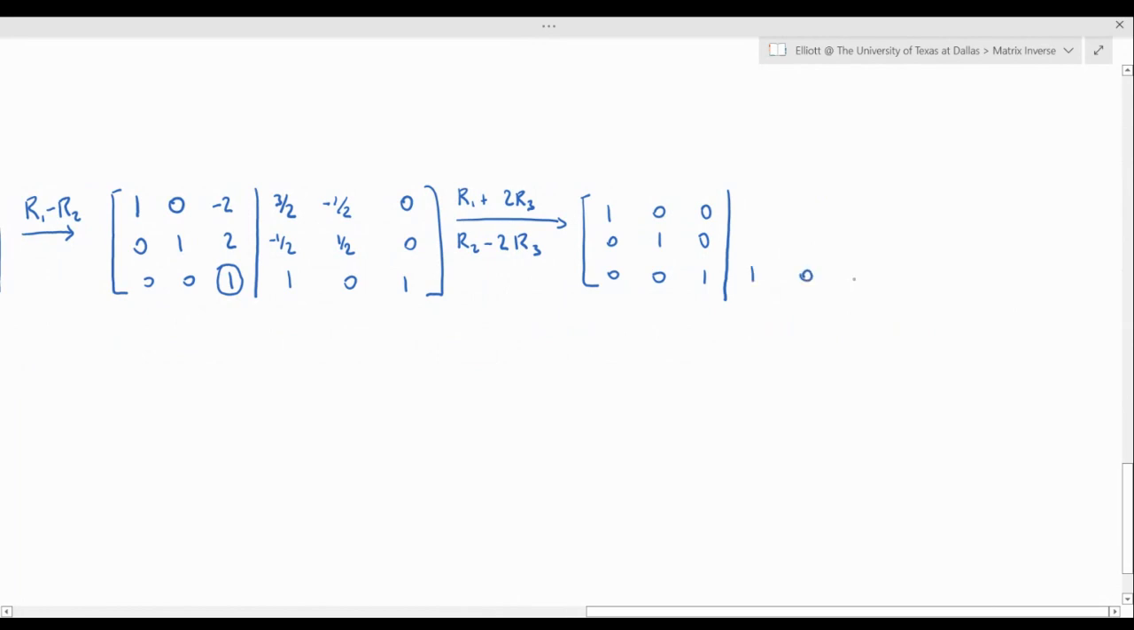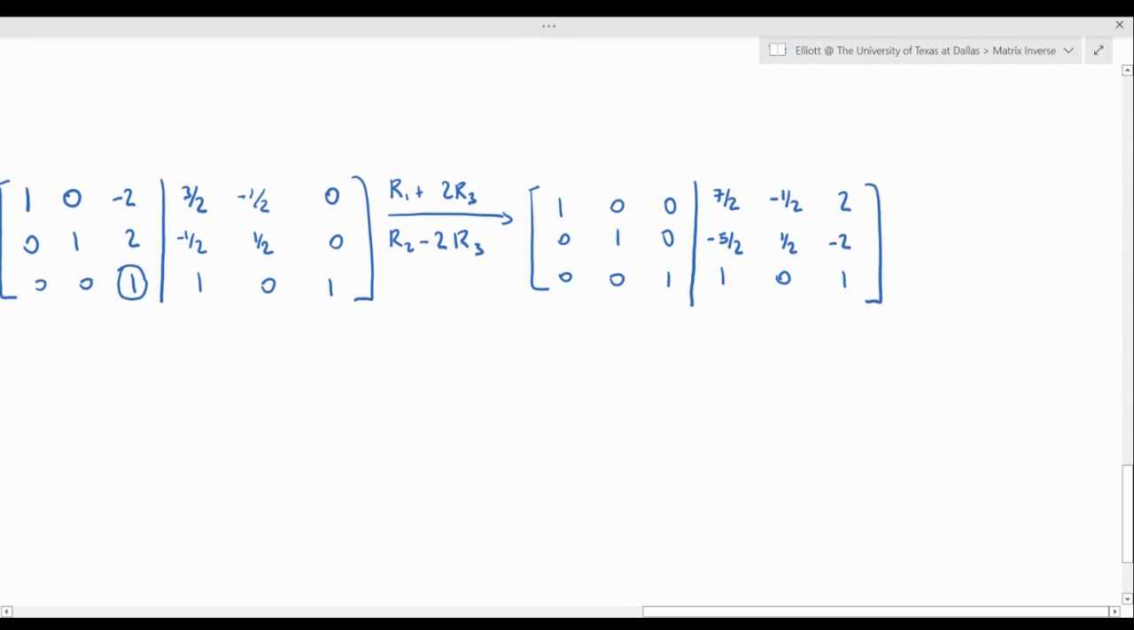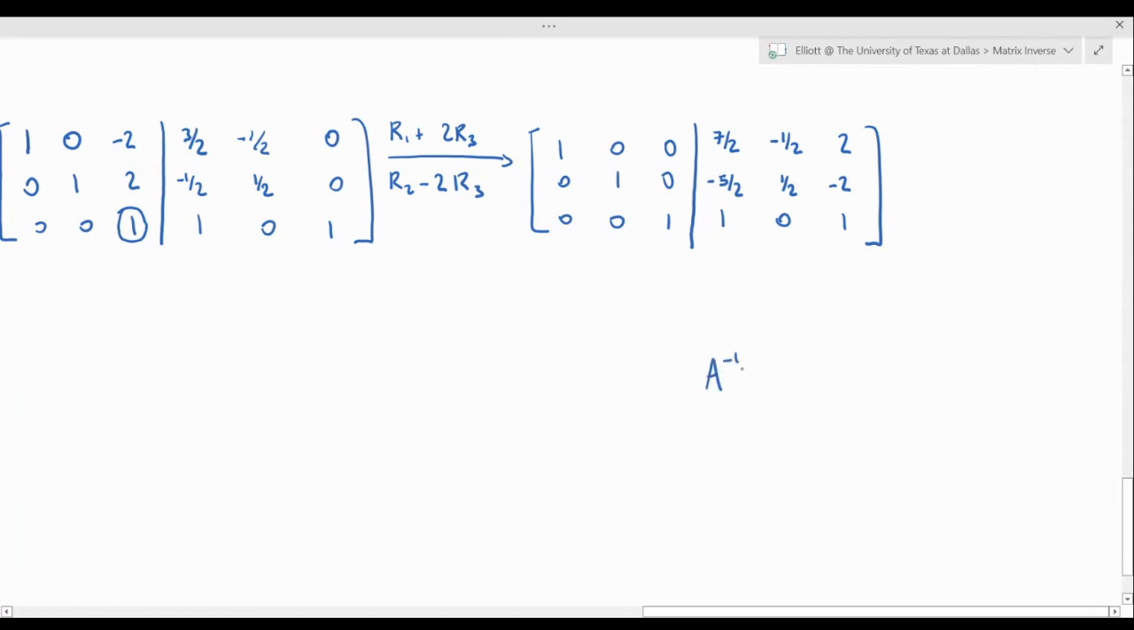So let's see here, row 3 is not changed, so I'm just going to copy that one down first. And then let's try and do row 1 plus 2 of row 3. I think that would be 7/2, negative 1/2, 2. And then row 2 minus 2 of row 3. This will be negative 5/2. This will still be 1/2 here. And this would be negative 2. Okay. So then ultimately the inverse of A would be 7/2, negative 5/2, 1, and so on. It's everything that you had on the right-hand side over here. Okay.